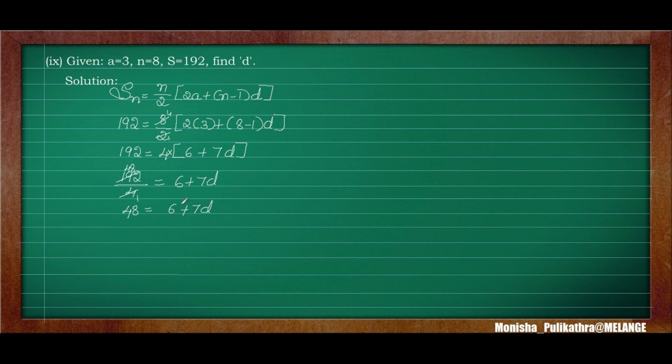In the next step, I will shift 6 to the left hand side. So it will become 48 minus 6 is equal to 7d. So 48 minus 6 is 42 is equal to 7d. So this is multiplication, so if I shift it, it will become division form. So 42 divided by 7 is equal to d. So 7 6s are 42. So the common difference is 6. So this is an important problem. Hope you understood this.